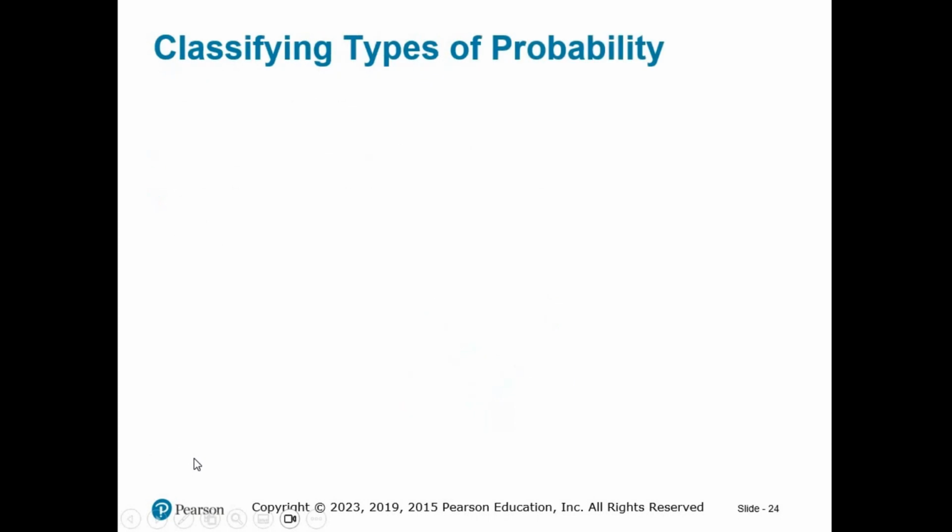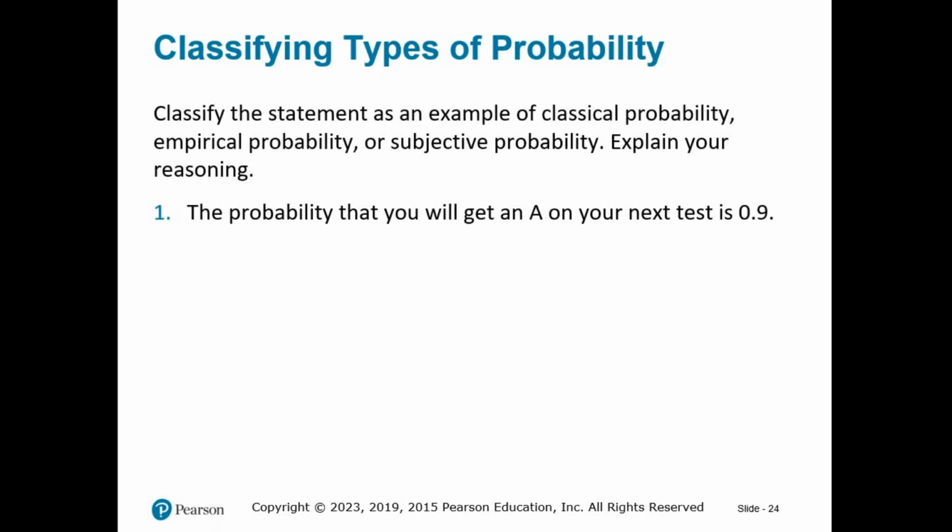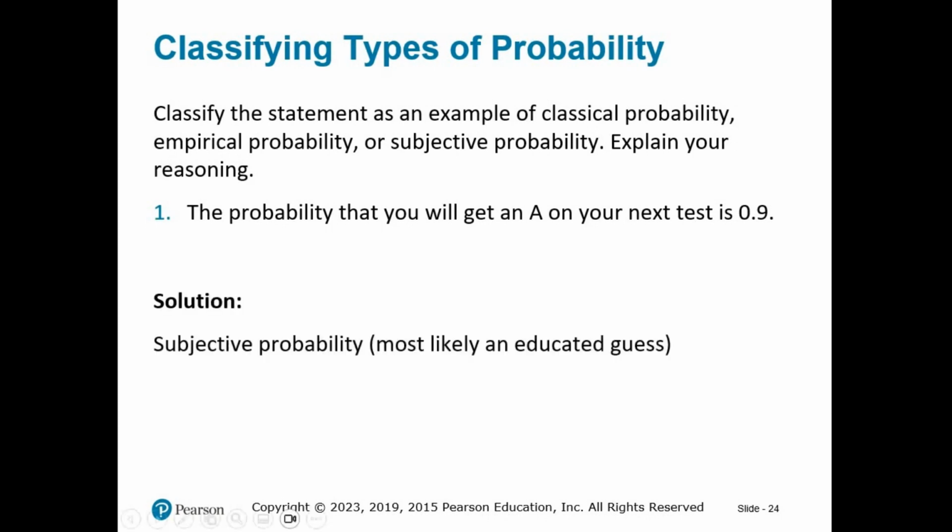So, with these three types of probability in mind, let's practice identifying the type being used in the following examples. Classify the statement as an example of classical, empirical, or subjective probability. Number 1, the probability that you will get an A on your next test is 0.9. This sounds like an educated guess, so it's subjective probability.